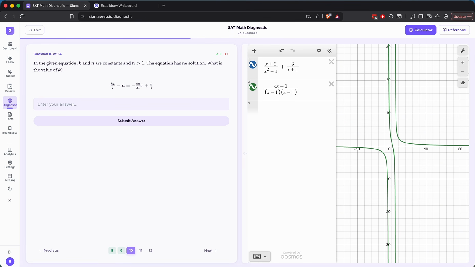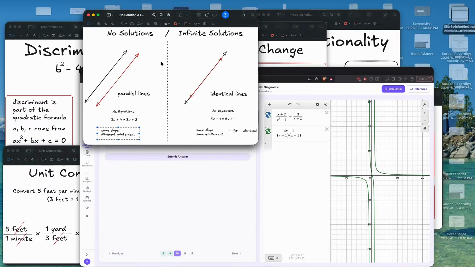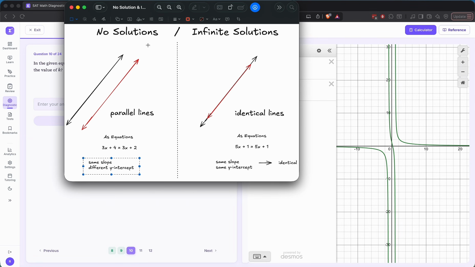This gives us the situation: k and n are constants, n greater than 1. The equation has no solution. What's the value of k? All right, we kind of saw this earlier, just in a different format. This is why this is so popular. No solution, and they're lines.